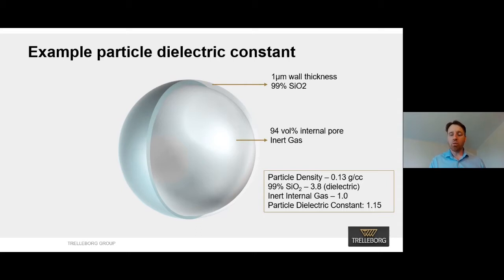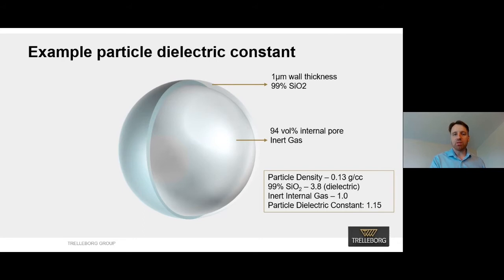The wall material is 99% silica. That's an Eccosphere exclusive property. And again, the silica has a dielectric constant of 3.8. The internal gas, we're going to call it 1.0, which is air essentially. And what you get is a net particle dielectric constant of 1.15.